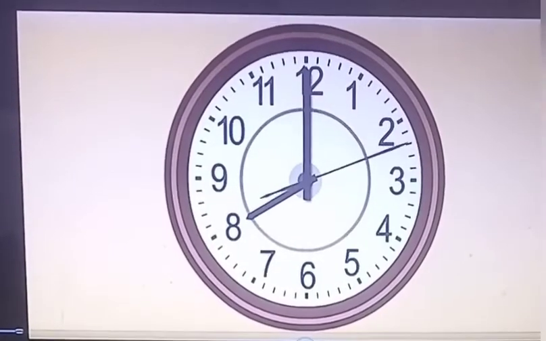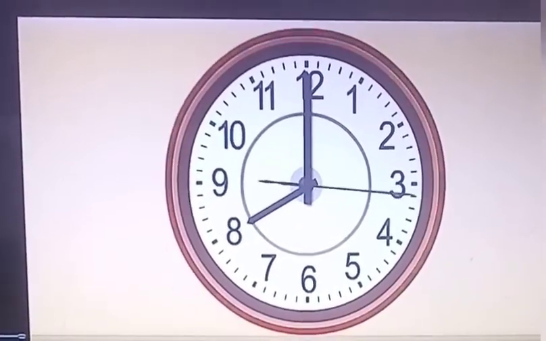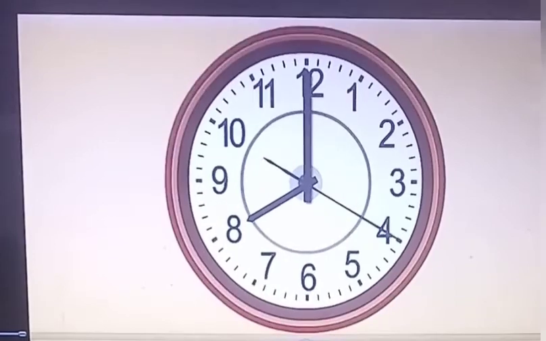Look at this clock now. It is round in shape, or we can say that it is circular in shape.